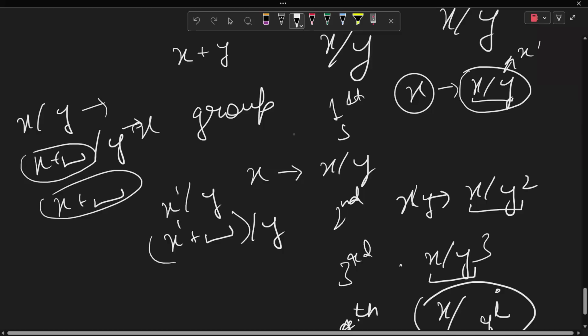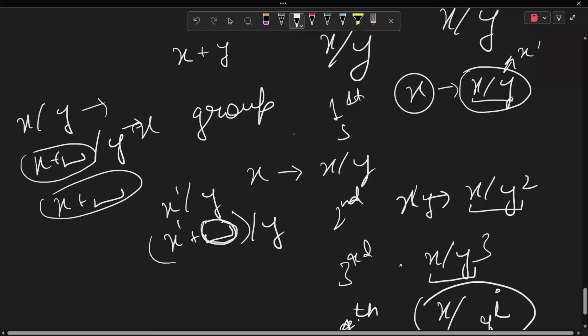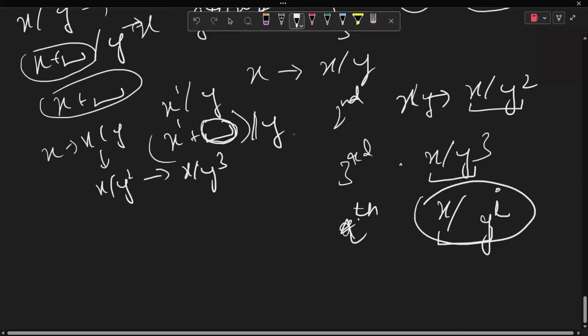Because moving from each group, plus something is calculated in O of one only. One operation is calculating this thing and the next operation is dividing by this, so it is a constant number of operations only. So in constant time, we are moving from x to x by y, then x by y to x by y square, then x by y cube. In i steps, you can move to x by y to the power i.